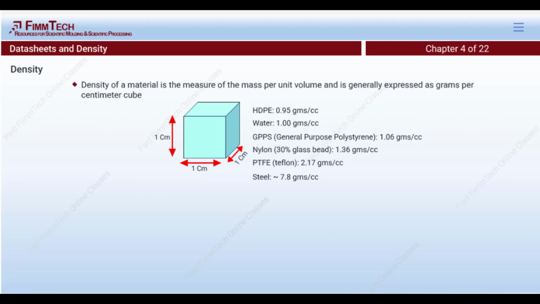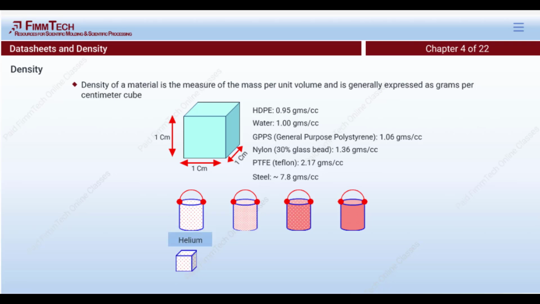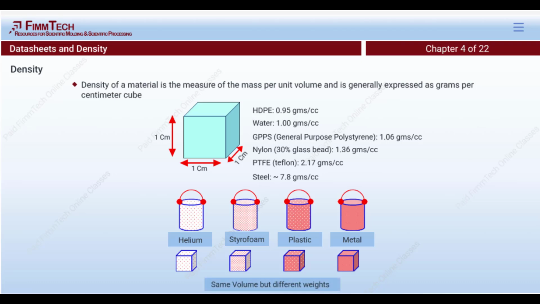Or to explain this in a different way, I've got 4 buckets. They all contain different materials in there. The first one contains helium, which is a gas. It is very light. In the second bucket, you've got styrofoam. Styrofoam is the material that we use for packaging, also called thermocol in some countries. The third bucket, you've got plastic, solid plastic, and the fourth bucket, you've got metal. So if you look at this, it's the same bucket, but now because it is containing different materials in there, the weight keeps on changing.